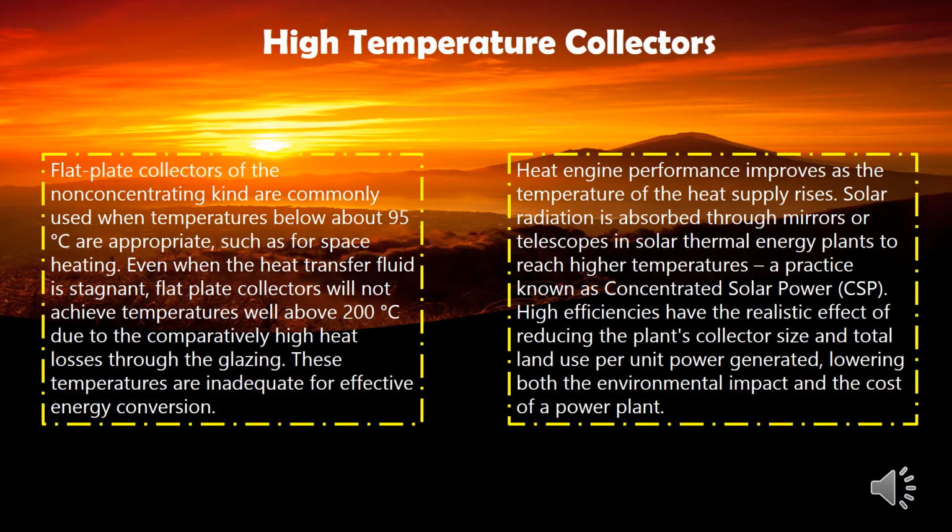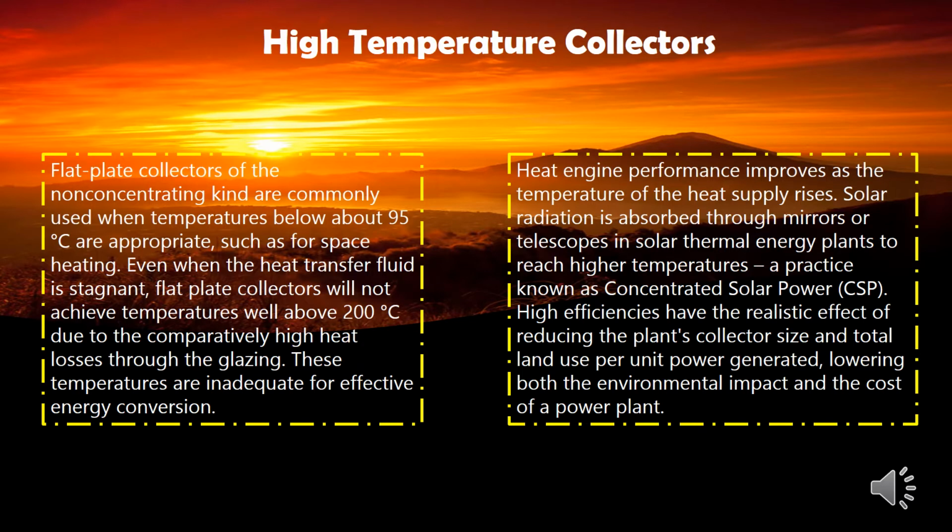Heat engine performance improves as the temperature of the heat supply rises. Solar radiation is absorbed through mirrors or telescopes in the solar thermal energy plants to reach higher temperatures, a practice known as concentrated solar power. High efficiencies have the realistic effect of reducing the plant's collector size and total land use per unit of power generated, lowering both the environmental impact and cost of the power plant.